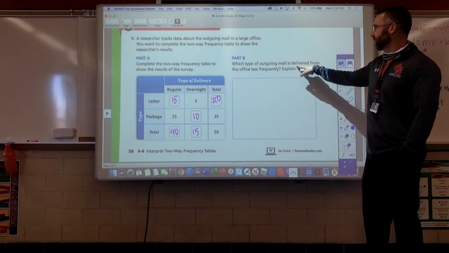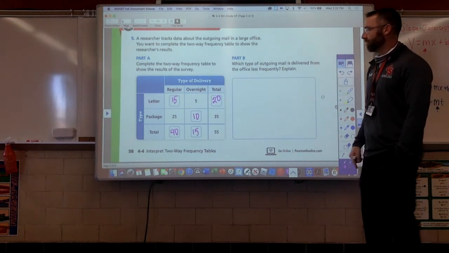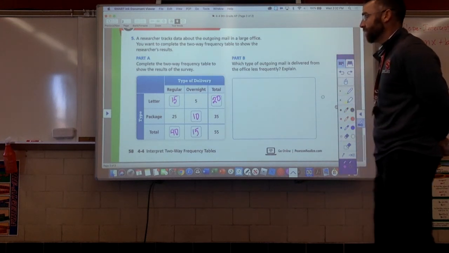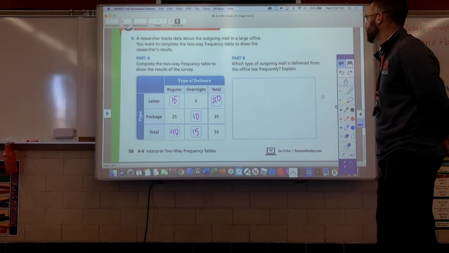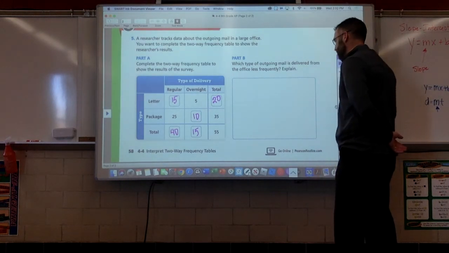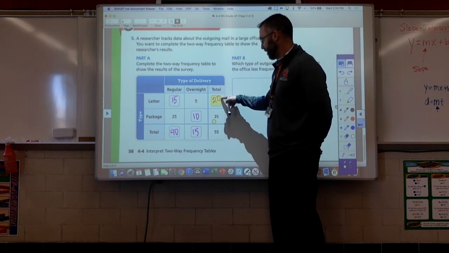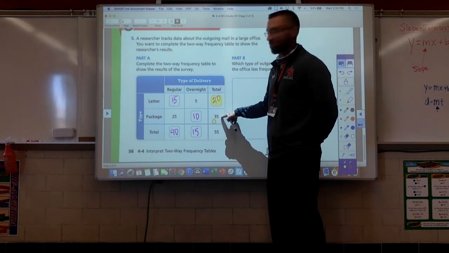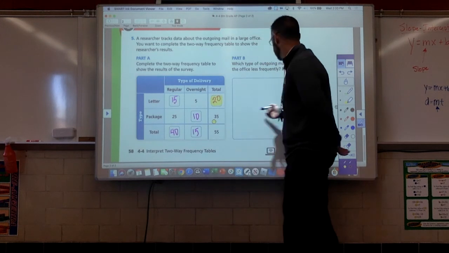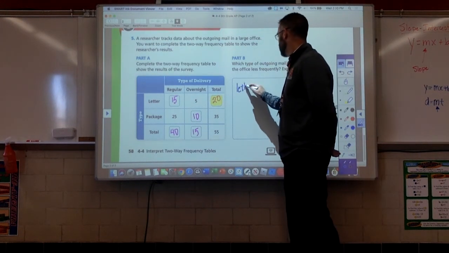Which type of outgoing mail is delivered from the office less frequently? A letter or a package? Outgoing mail, letter and package. Which one of those is delivered less frequently? Looks like there's only 20 of these and 35 of these. So the smaller one is less frequent then, right, Mr. Knoll? Yes. That would be letters.